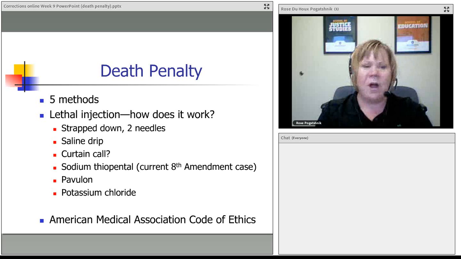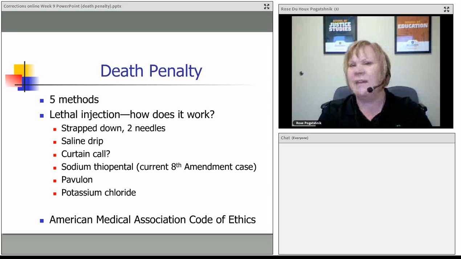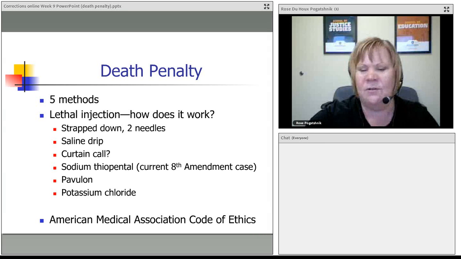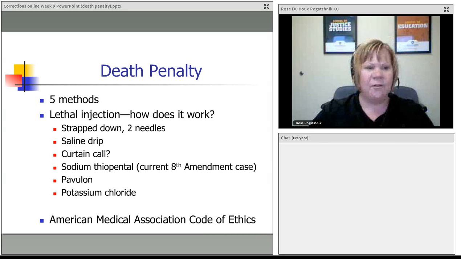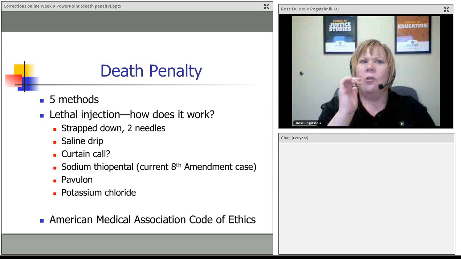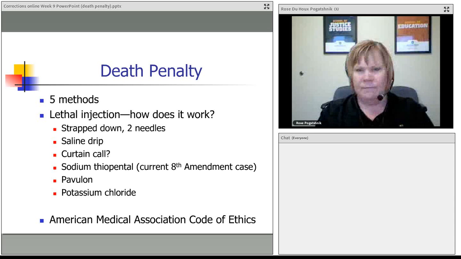And let me just walk you through the current process. Basically, the inmate is going to be first strapped down. They may be given a sedative prior, just to calm them, so they don't react violently to being strapped down. At that point, we will insert 2 needles into their arm. One of those needles is solely for backup. It normally is never used. It's just in case the first needle fails.